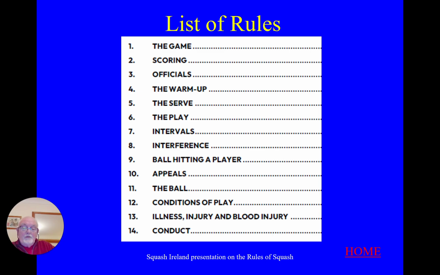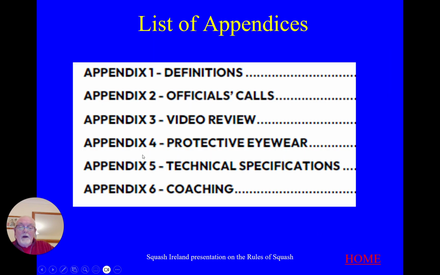The old Rule 14 has now become Rule 13, illness, injury and blood injury, as it's now called, as opposed to what was illness, injury and blood. And the old Rule 15 on conduct is now Rule 14. There are 6 appendices rather than the previous 8, as the appendix dealing with the 3 referee system and the one dealing with the alternative scoring both have been removed.